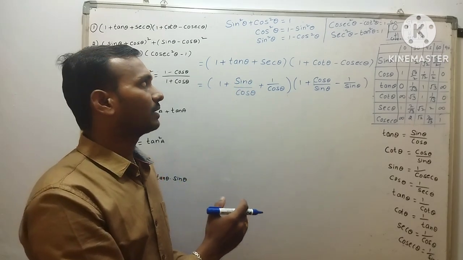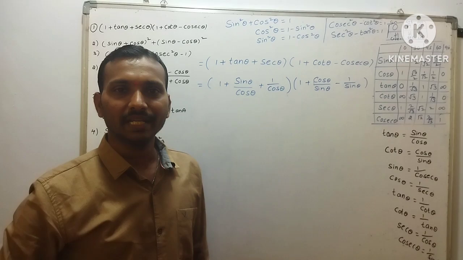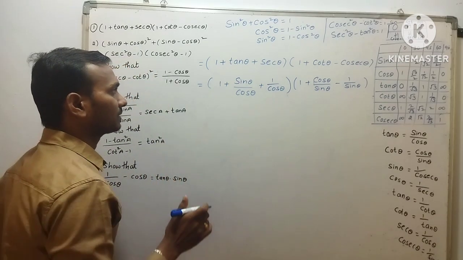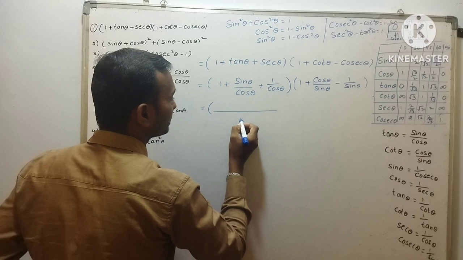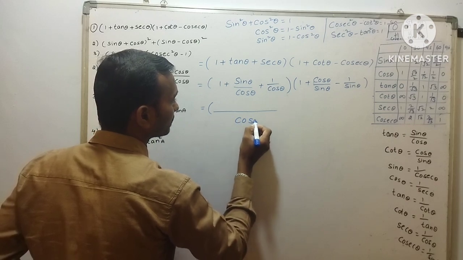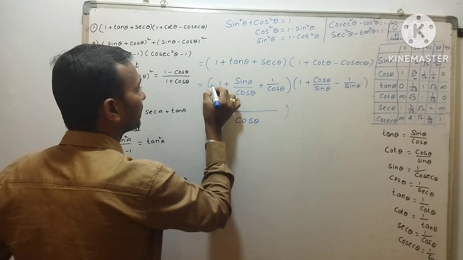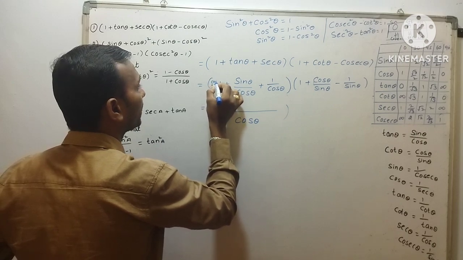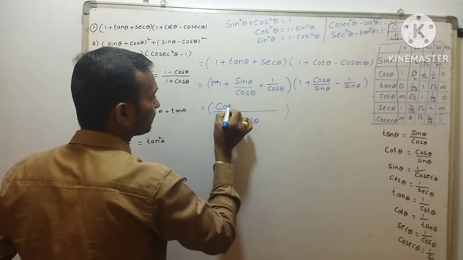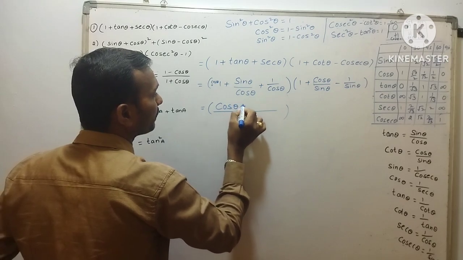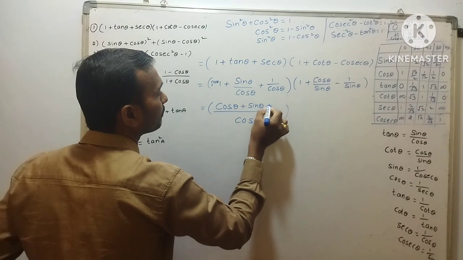Okay, now first what you do, tan theta means you write as sin by cos. Secant means 1 by cos. Cot means cos by sin. Cosec means 1 by sin. So after that, take the LCM. So here the LCM is cos theta. So now here cos theta is not there. We should multiply and divide with cos theta. So that is cos theta plus sin theta plus 1.